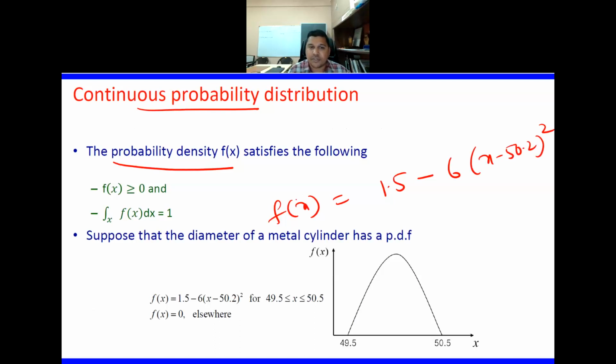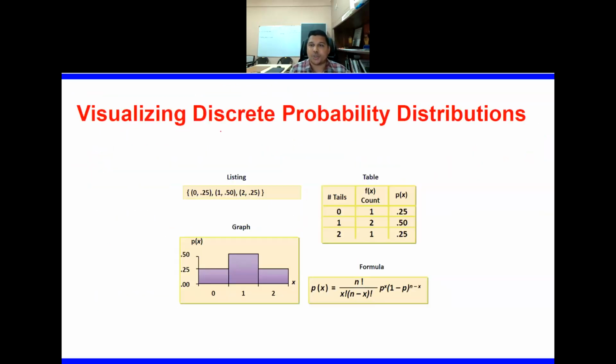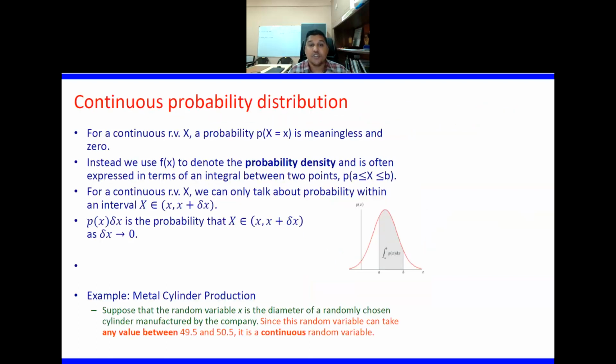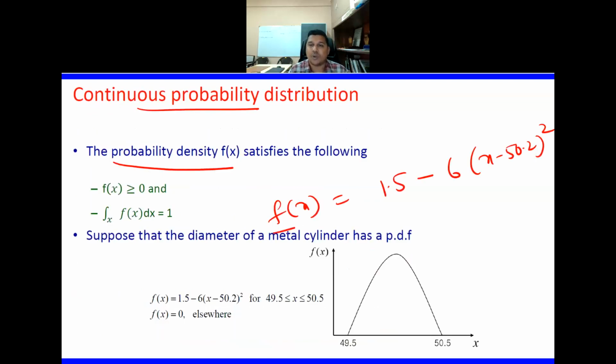What is f of x? Probability density function. Why are we talking about probability density function? In continuous probability distribution, we represent, see, I will just go back to discrete. In discrete probability distribution, we say that it's a combination of its outcome along with its probability. We are representing it as a table. Whereas in continuous probability distribution, we represent it as a function f of x. This is the function given, and what is the range given? 49.5 to 50.5.